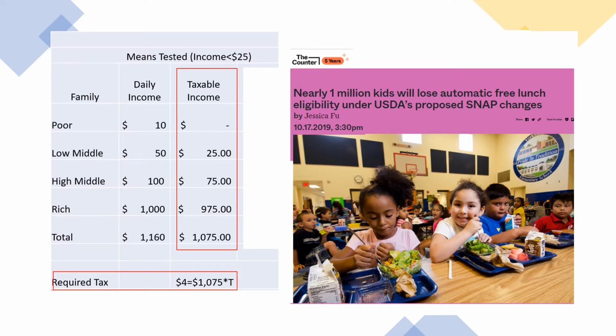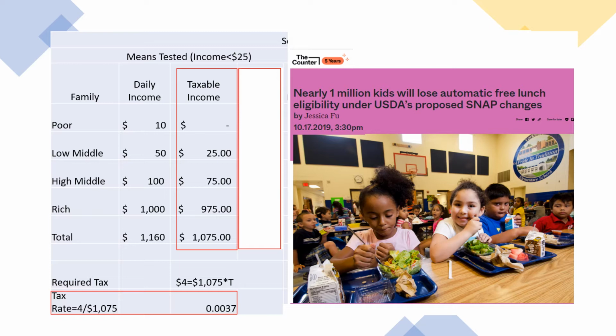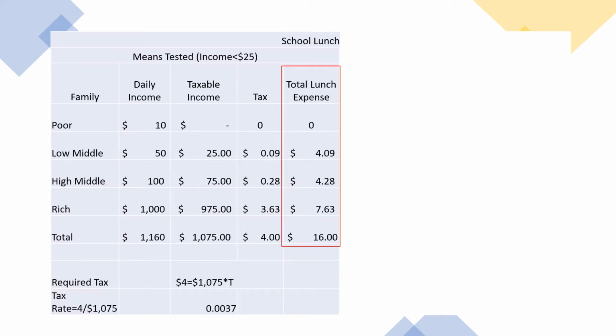What is T? We divide both sides by 1,075 and we get the tax rate. This number means that when the taxable income is $100, the tax is 37 cents. We now apply this tax rate to the taxable income to get the tax that each family would pay. The low middle income family would pay 9 cents, the high middle income family would pay 28 cents, and the rich family would pay a tax of $3.63.